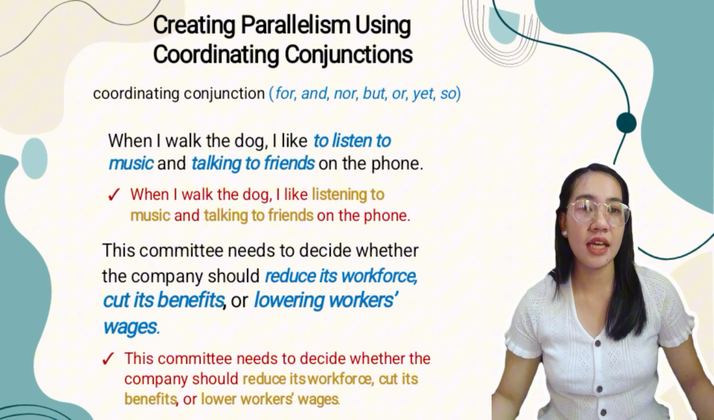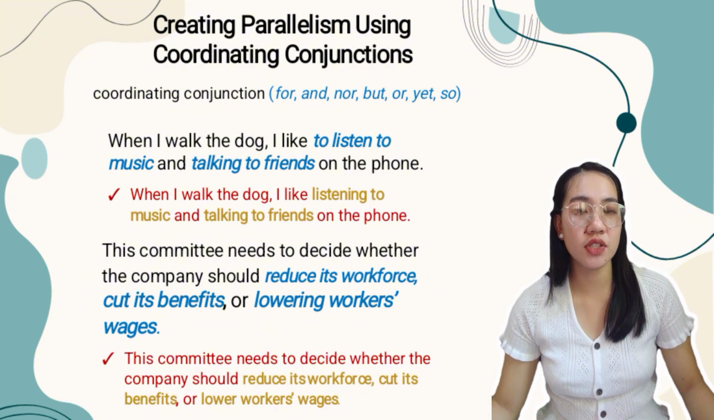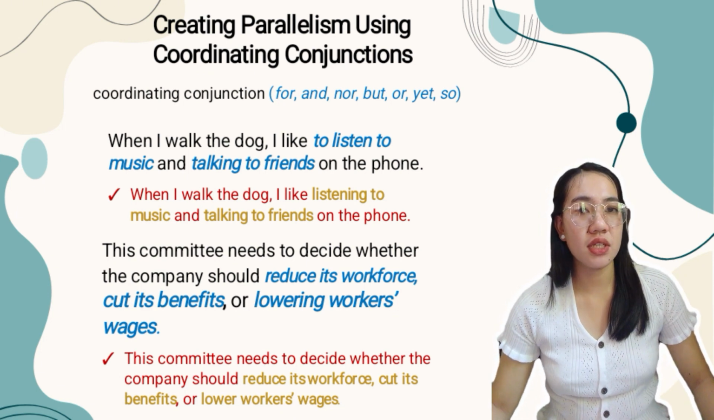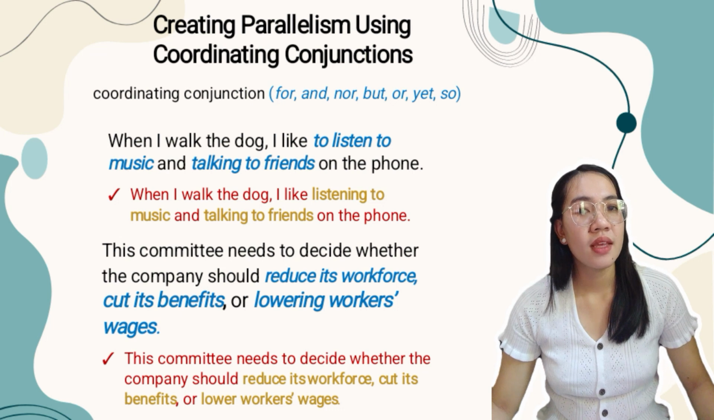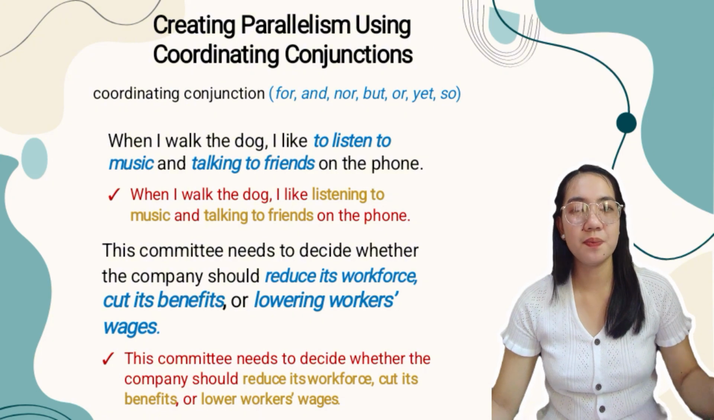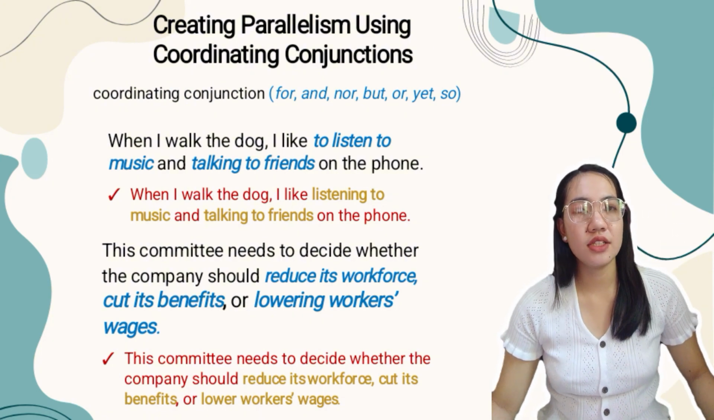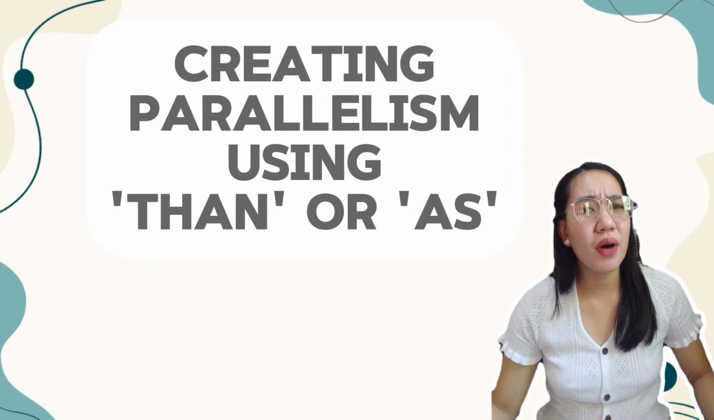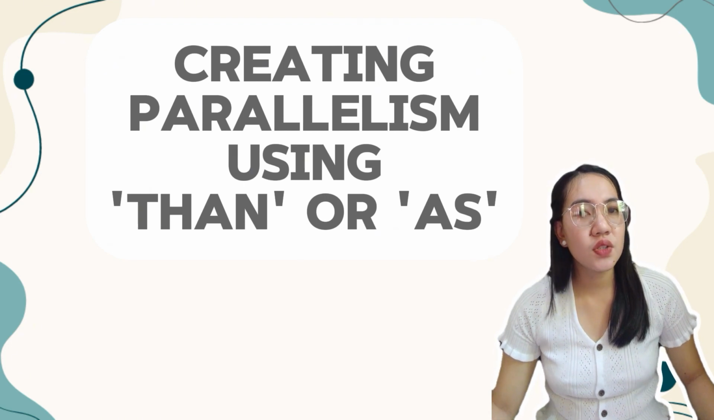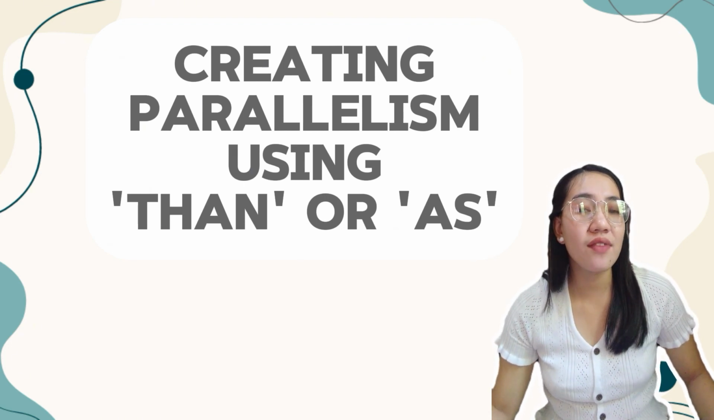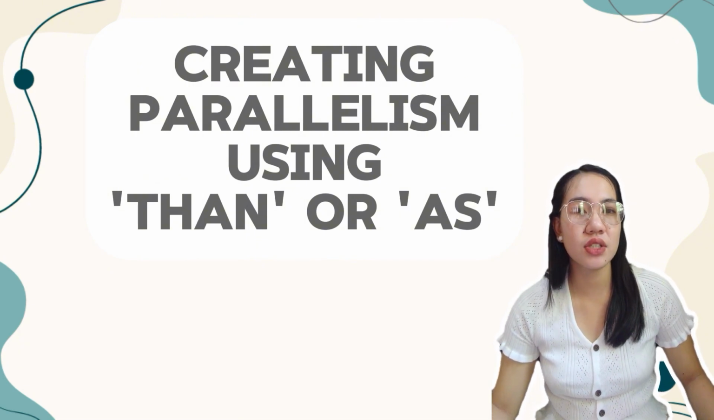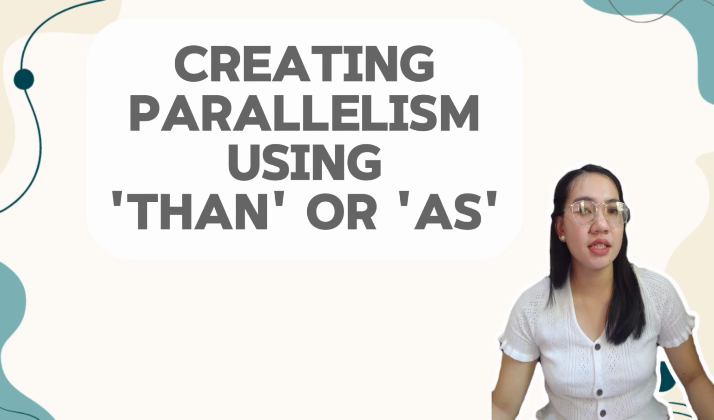The first sentence contains two items that use the same verb construction, reduce and cut, and a third item that uses a different verb form, lowering. The second sentence uses the same verb construction in all three items, creating a parallel structure. So, creating parallelism using comparisons. When you are making a comparison, the two items being compared should have a parallel structure. Comparing two items without using parallel structure can lead to confusion about what is being compared.